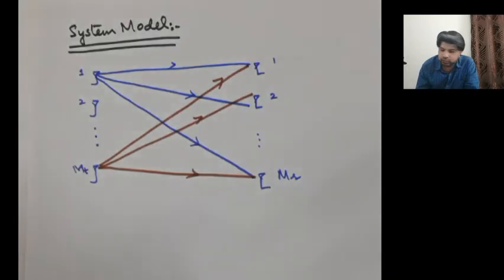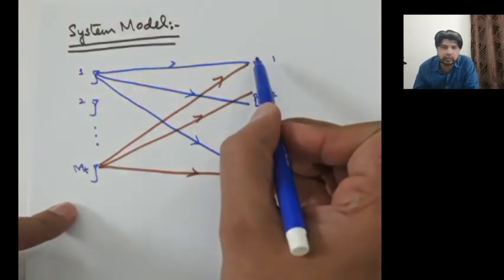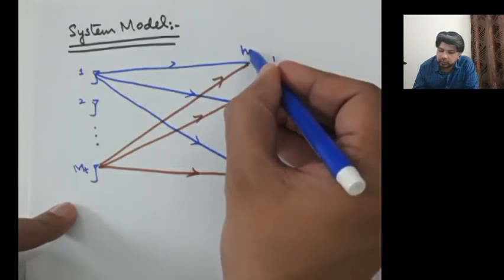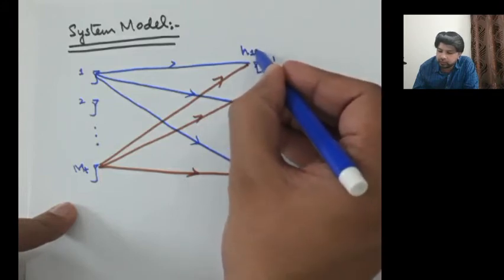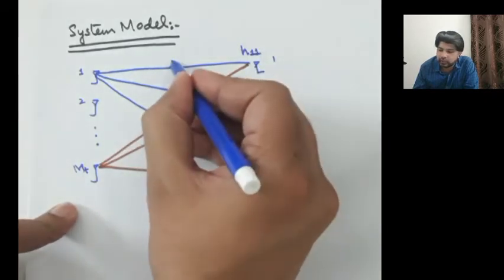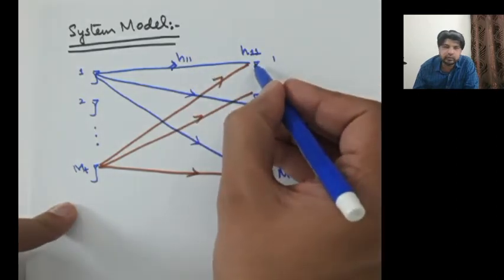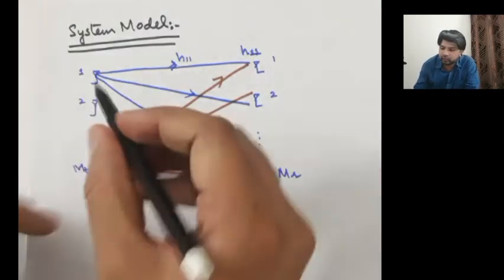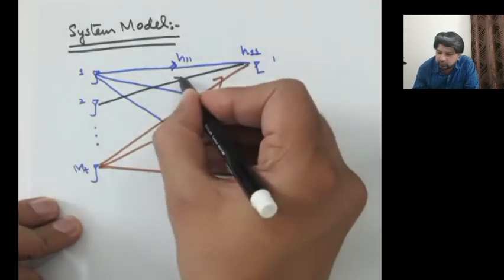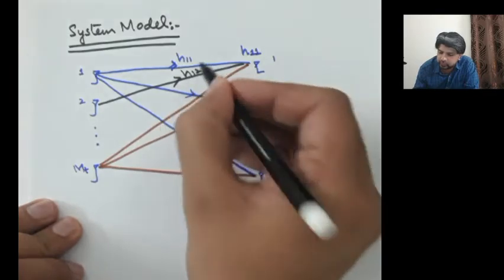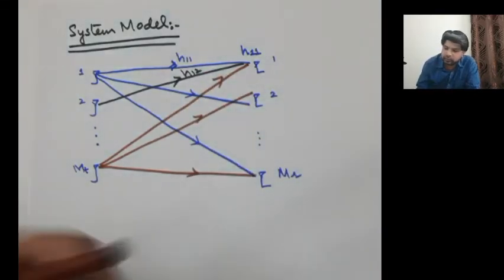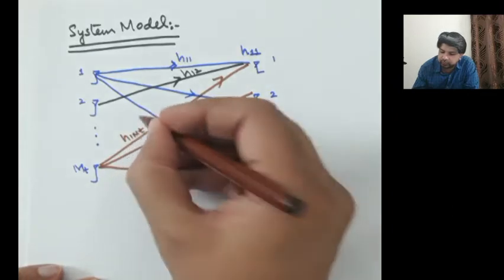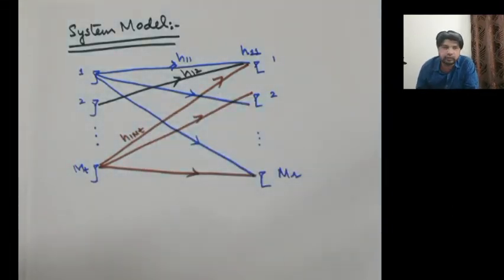The channel gain between the first receiving antenna and the first transmitting antenna would be H11. So the gain for this part would be H11. The gain for the first receiving antenna and the second transmitting antenna would be called H12. So if the signal is transmitted by this and received by this, this gain would be H12. Similarly, the gain for this path, between the MTth transmitting antenna and the first receiving antenna, would be H1MT. So you can imagine that it is kind of a reversed order.